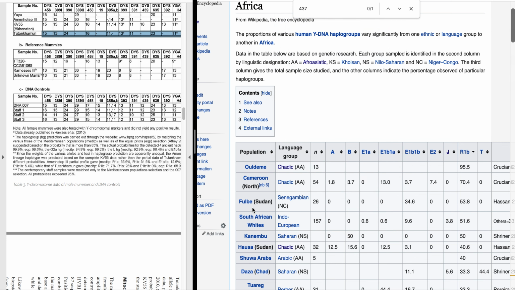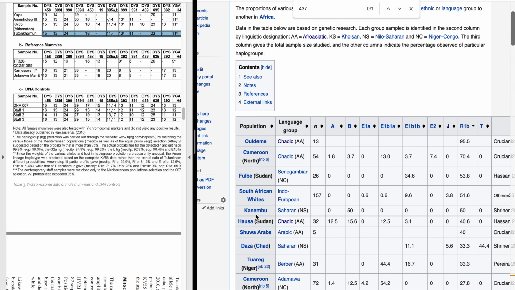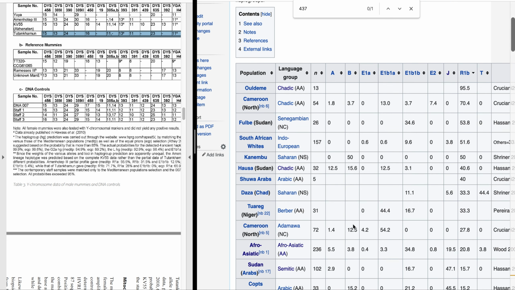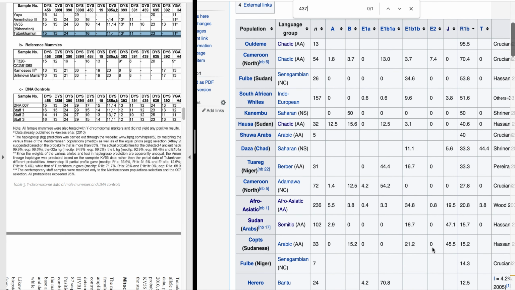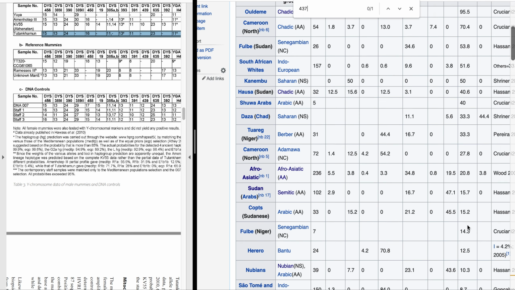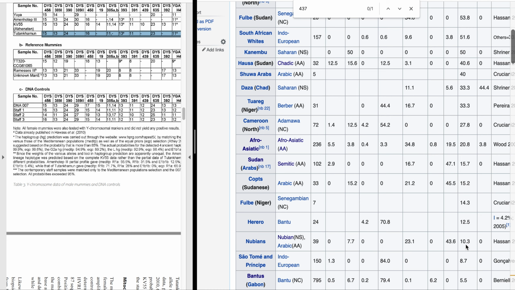So the Fulbe, 53.8%. South African whites, 51.6%. Saharan, Kanembu, 50%. Hausa, 40.6%. So we see that there's R1b in Africa. Definitely R1b in Africa. In Sudan, look, 15.7. So it definitely is in Africa. Nubians, 10.3%.